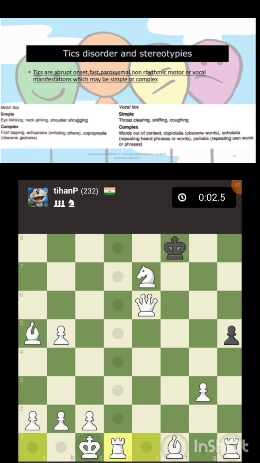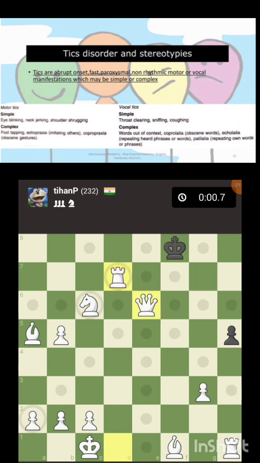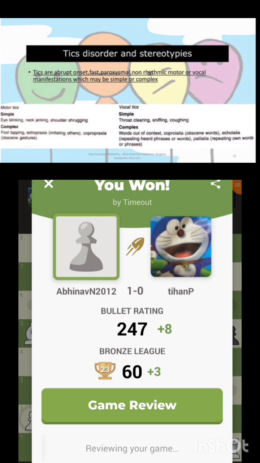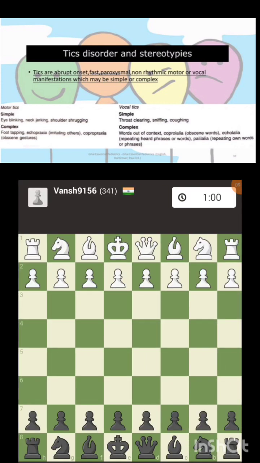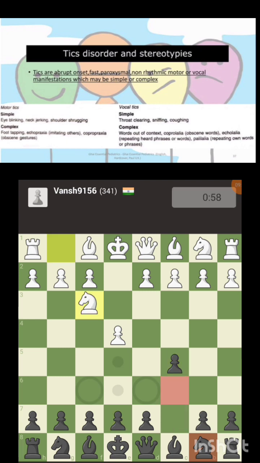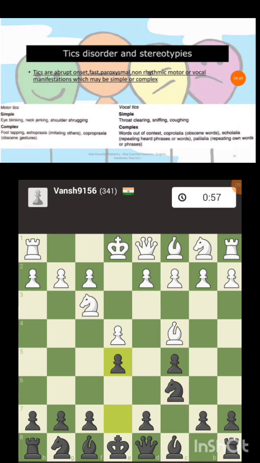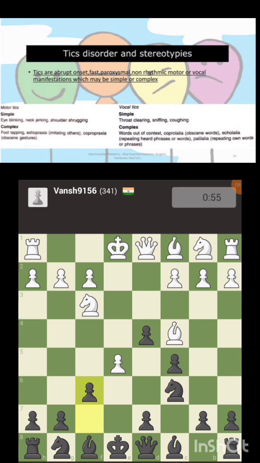Vocal tics can be throat clearing, sniffing, coughing, and complex ones can be words told out of context, coprolalia, which is obscene words, echolalia, repeating words which they have heard, like a parrot, and palilalia, which is repeating their own words. Tics are fast, paroxysmal, non-rhythmic motor or vocal manifestations, which may be simple or complex.